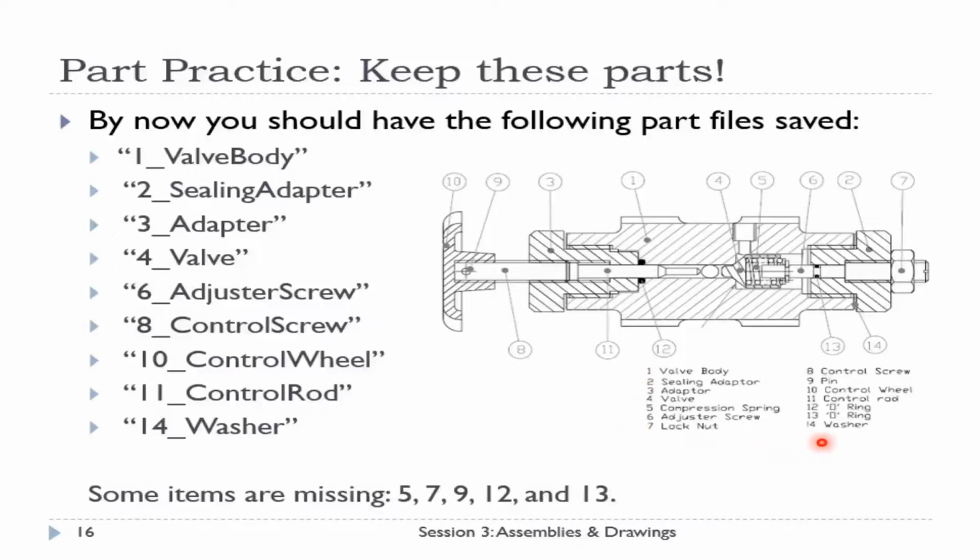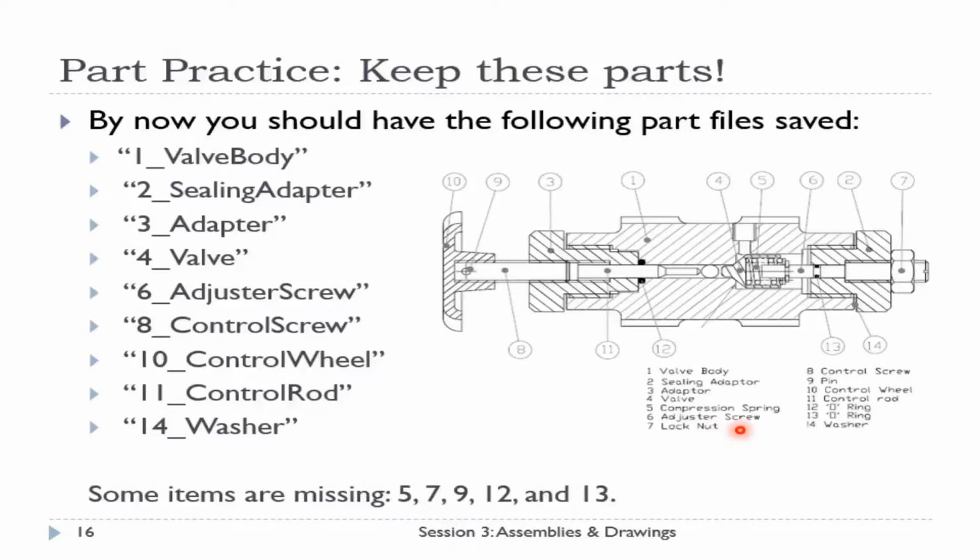But notice that we have 14 items in the part list, but we only have 8 or 9 components in this list. So we are missing some of the items. Let's have a look at them. We are missing item 5, which is a compression spring, and springs are typically standard parts. So they are off-the-shelf standard components.